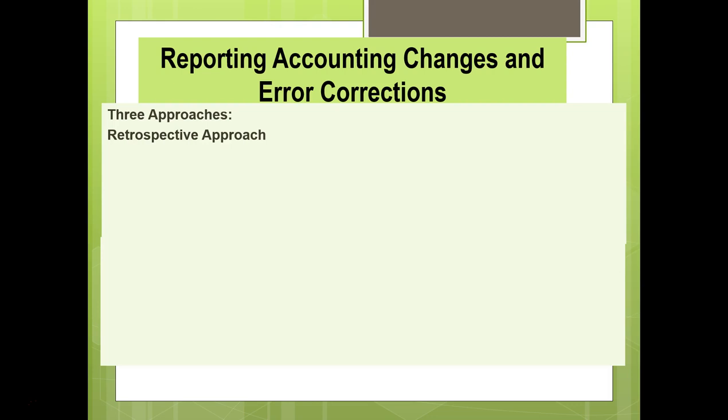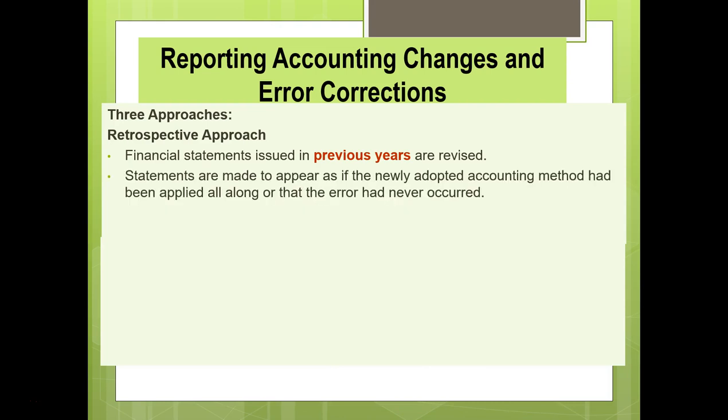Now, reporting changes and error correction. There's three approaches. We focus primarily on retrospective, which means you have to go back and change things. So, financial statements issued in previous years have to be revised. Statements are made to appear as if the newly adopted accounting method, or whatever you've done all along, or that the error had never occurred. And then a journal entry is created to adjust all account balances affected.